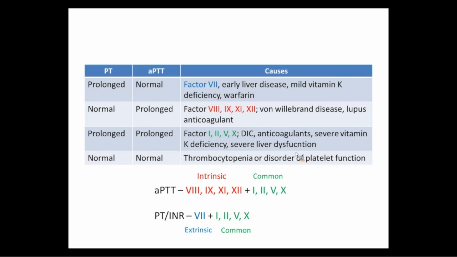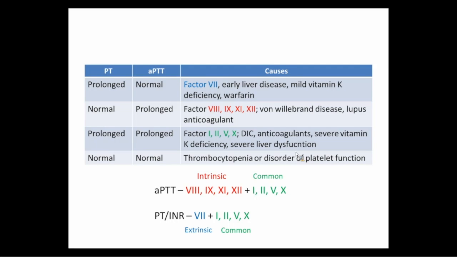And actually early liver disease, for reasons that are slightly complicated, and mild vitamin K deficiency, primarily affect factor 7 versus some of the other factors. That's kind of a hand-waving explanation for that. Coumadin, as we know. Any questions on that? Thoughts, pontifications? Okay, so yes, you have a prolonged PT and a normal APTT.